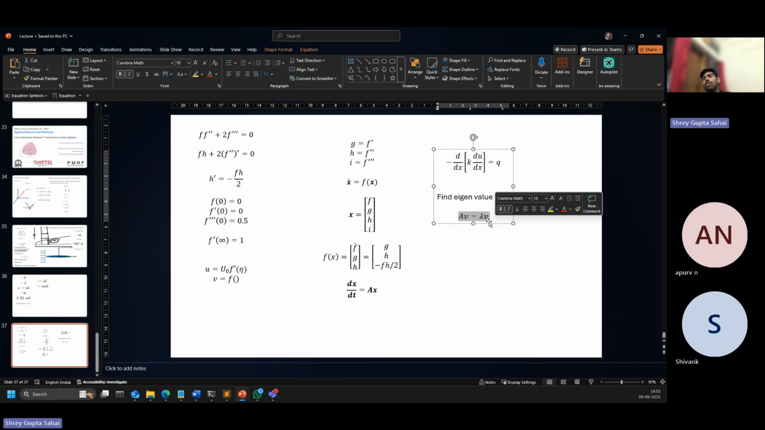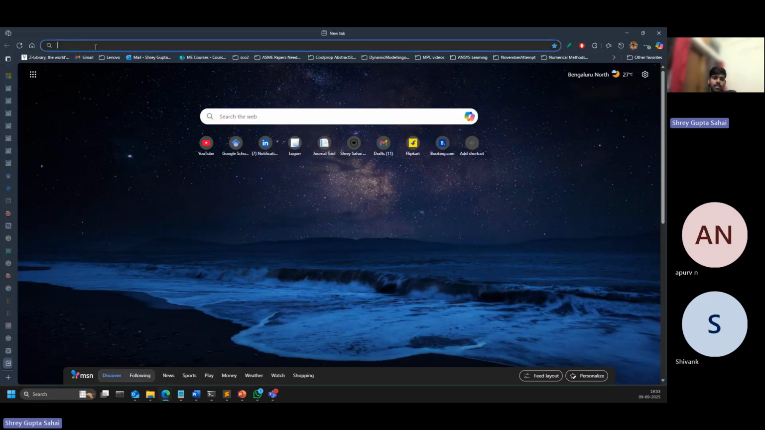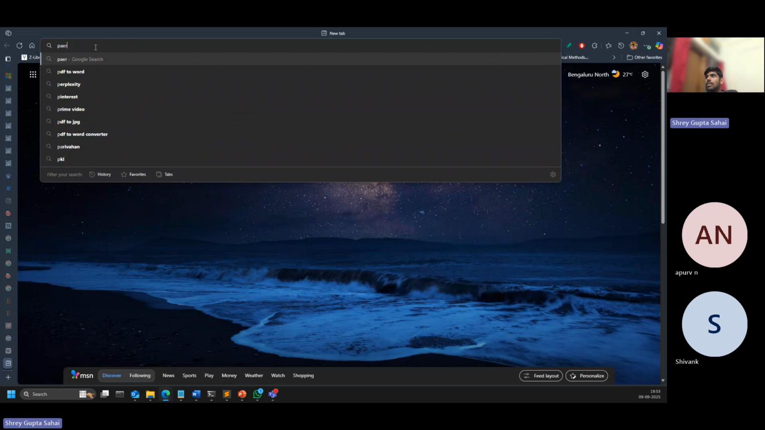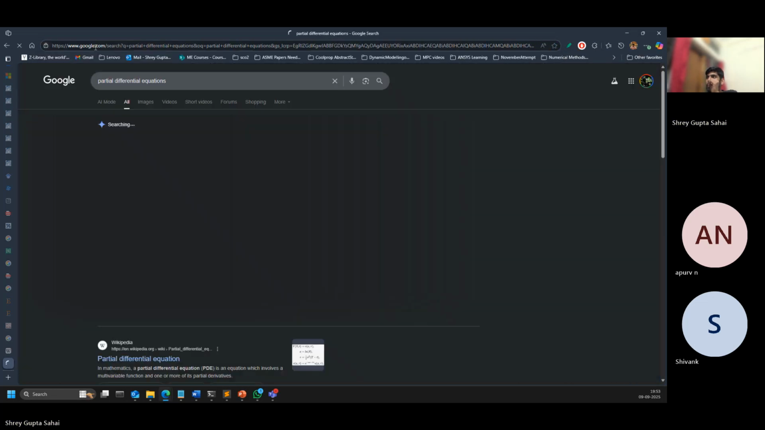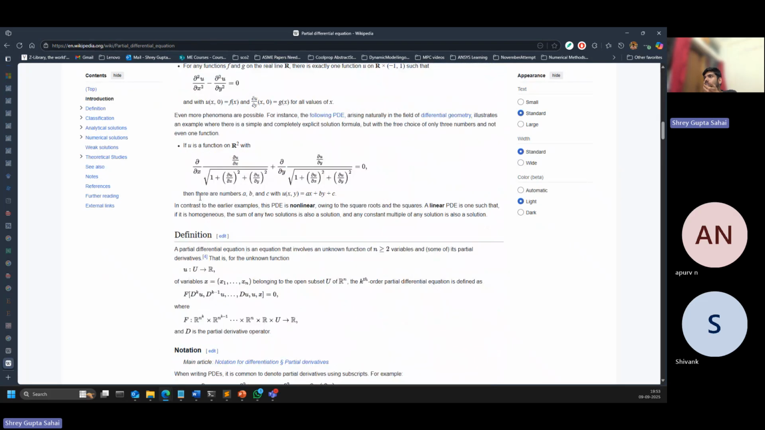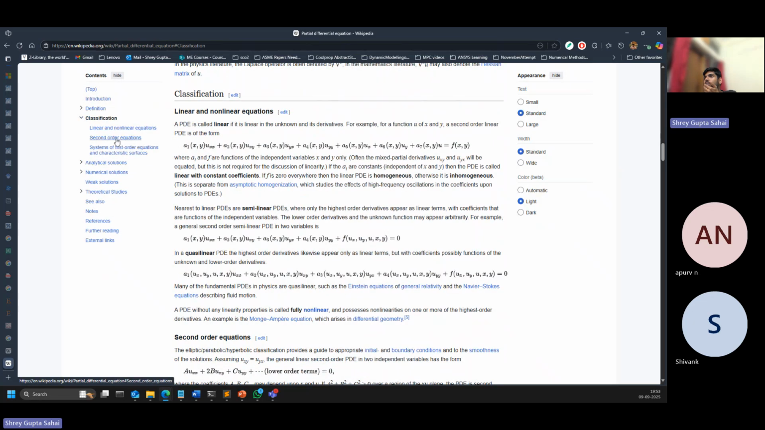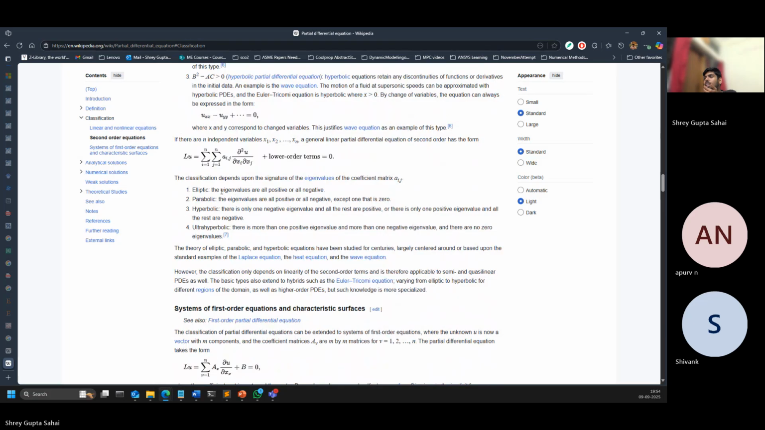Let me think. You're kind of right. In PDEs, I think you're kind of right. Let me check, the classification of partial differential equations. Parabolic: eigenvalues are all positive or all negative. Eigenvalues are all positive except one that is zero, and there is only one negative eigenvalue. Yeah, that can also be true.